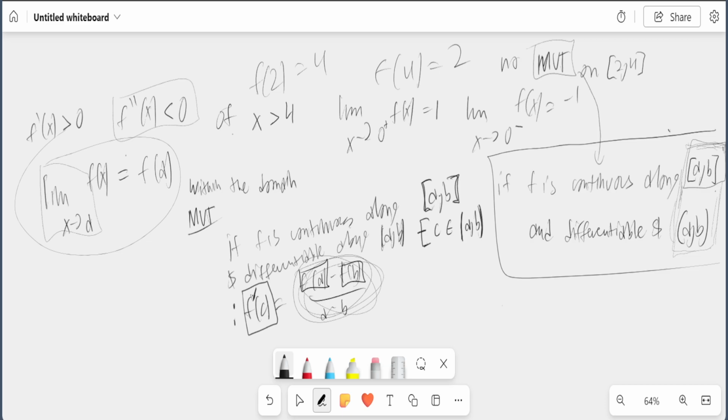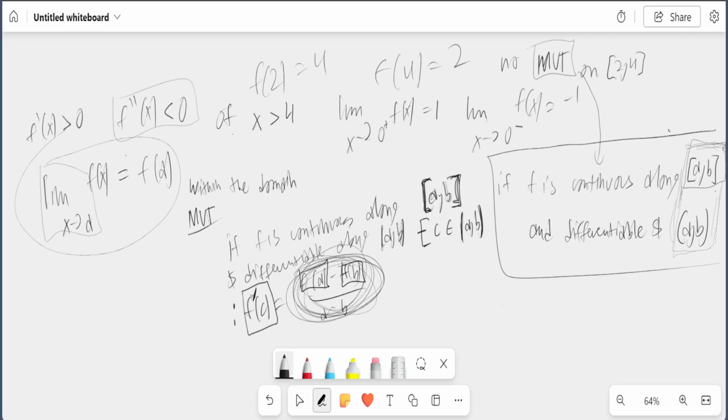Basically, if you had closed brackets, it would include a and b. But you're trying to say that f has to be differentiable in between a and b. If you had closed brackets, a and b could be endpoints, and c is not differentiable on endpoints. So the reason it's open here is because c needs to be differentiable, and it's not differentiable at the endpoints. The reason it's closed here is because f of a and f of b have to exist, so we need to make sure they exist by putting closed brackets up here.